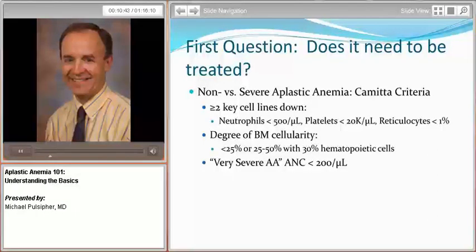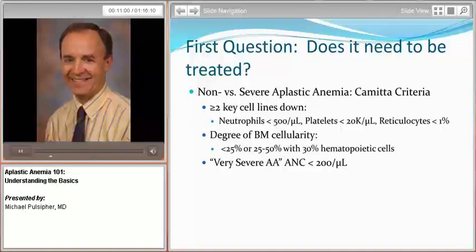So just two out of these three lines being down to the degree that's mentioned here will mean that that patient then has severe aplastic anemia. Almost everyone would agree that patients with severe aplastic anemia should be treated.